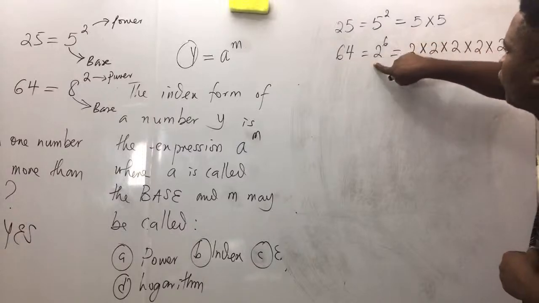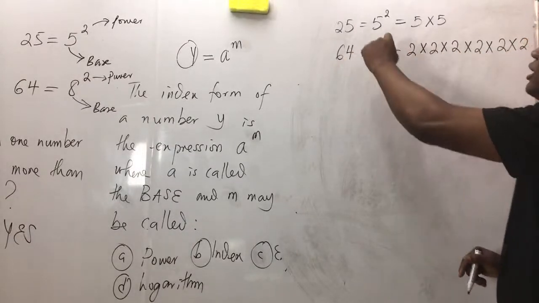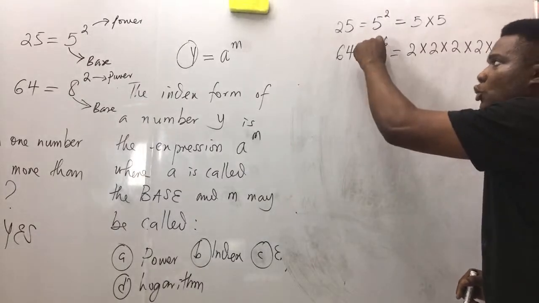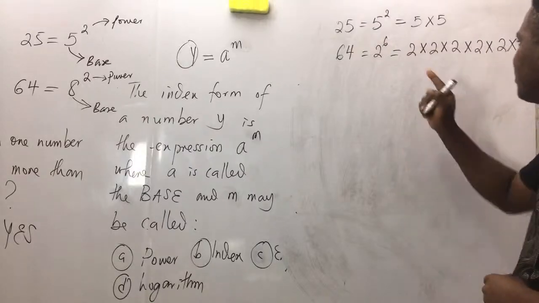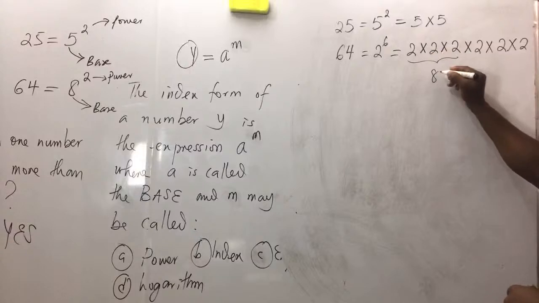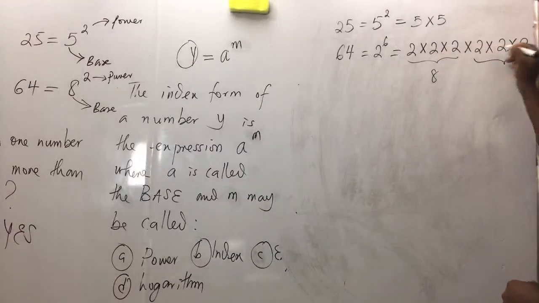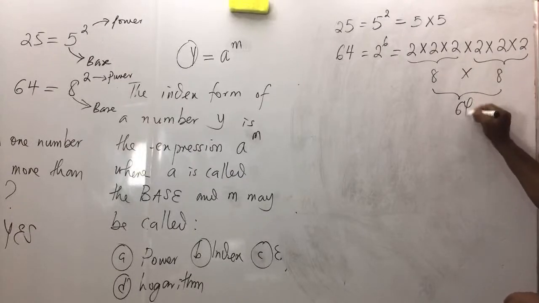So if 2 raised to the power 6 is the index form of 64, it simply means that to get 64, 2, the base, must multiply itself 6 times. And of course, you will see that 2 raised to the power 3 is 8, and 2 raised to the power 3 is 8. 8 times 8, of course, will give you 64.